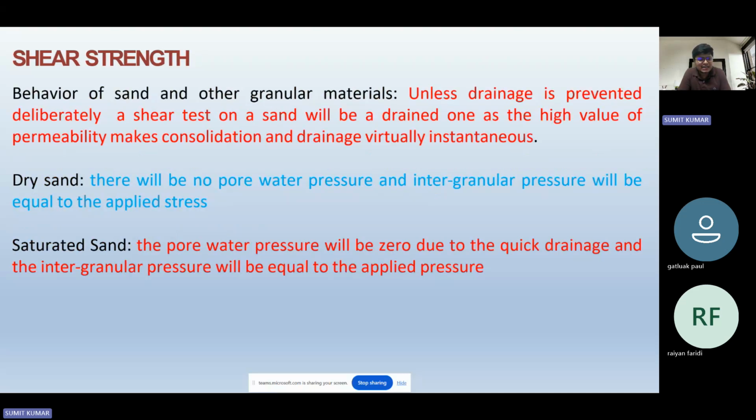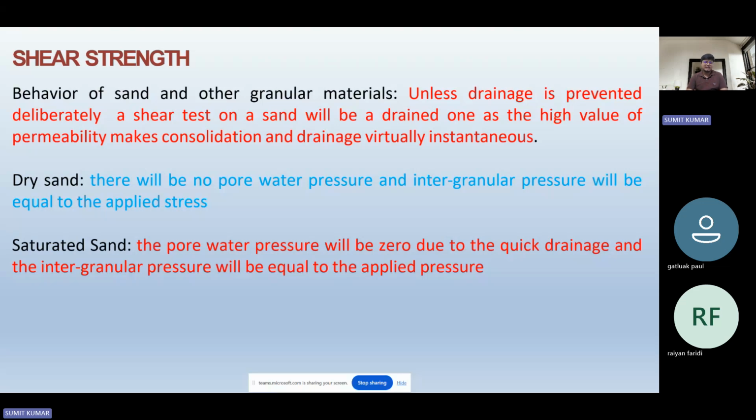Now let's understand the behavior of sand and other granular material. Unless drainage is prevented deliberately, a shear test on sand will be a drained one, as the high value of permeability makes consolidation and drainage virtually instantaneous. As you know, I have discussed this very early when we discussed the types of soils, soil classification and characteristics of soil regarding permeability. Over there we said that sand is a soil of high permeability.